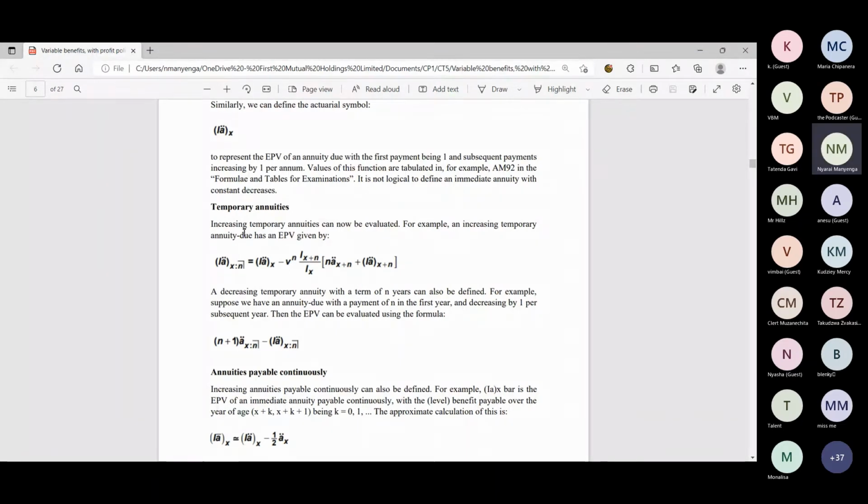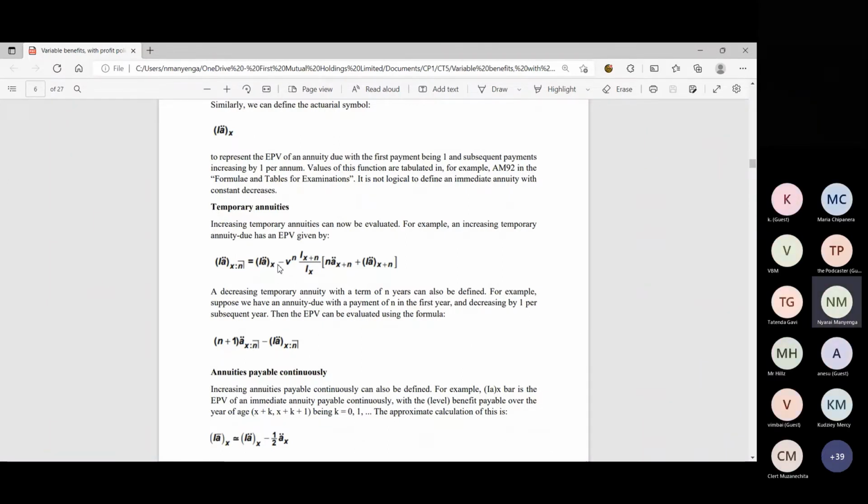So you find that for the temporary annuities, you evaluate using a similar formula where you say A due X minus the discounting factor, multiplying everything in the brackets. So what you just need to do is just apply this formula whenever you're given an assurance function, like an annuity function, that requires this to evaluate this.